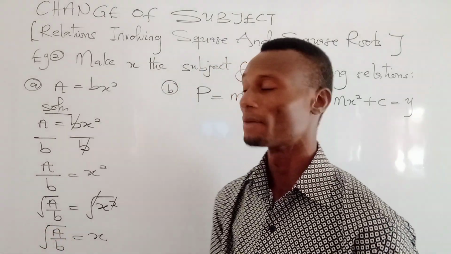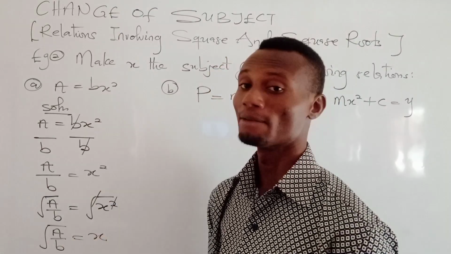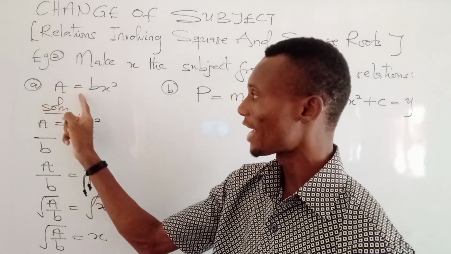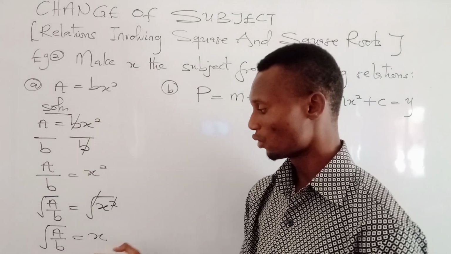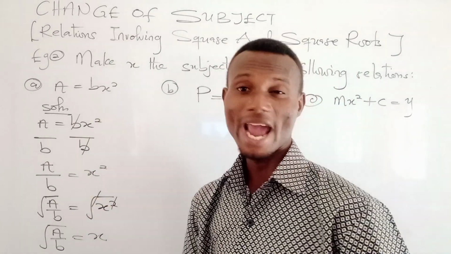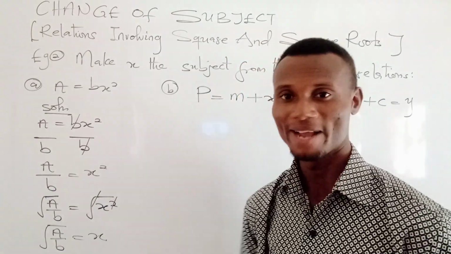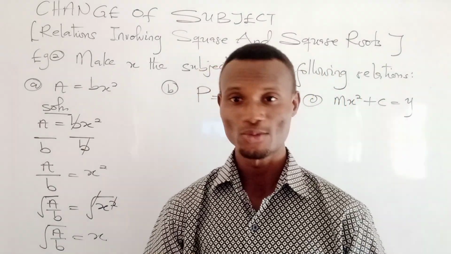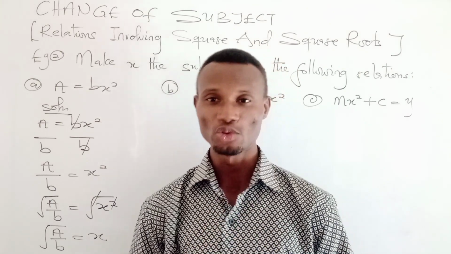So this is the answer for making S the subject of the given equation, which is A equals B S squared. S is standing alone. You can see that nothing is attached to S now, so we've made S the subject. I hope the explanation is clear enough and you understood it as well. Let's go ahead and do the B as well.